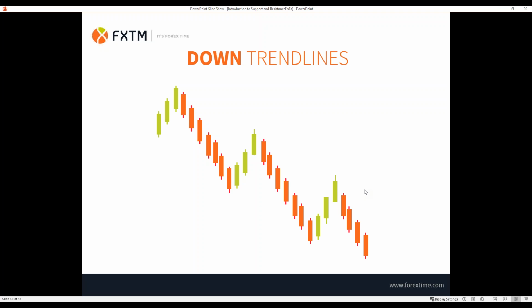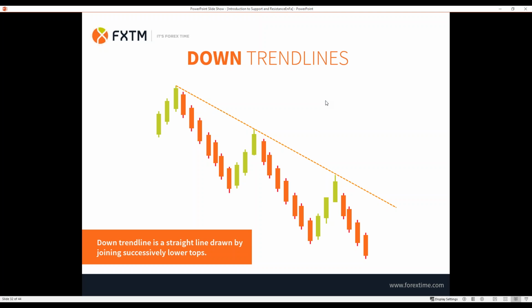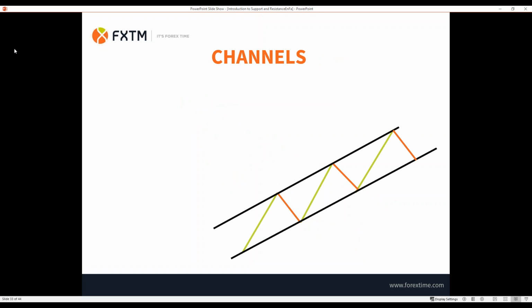Similarly, downtrend lines are drawn by joining 2 or more tops. And I hope it's obvious that you have to include the shadows of the candlesticks as well. And we need at least 2. Never forget that.